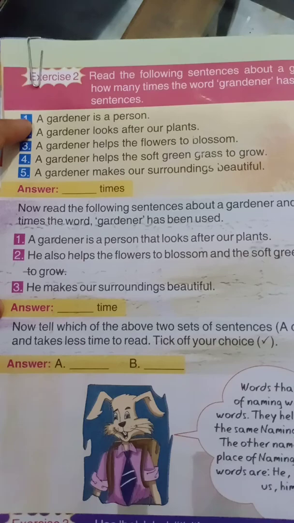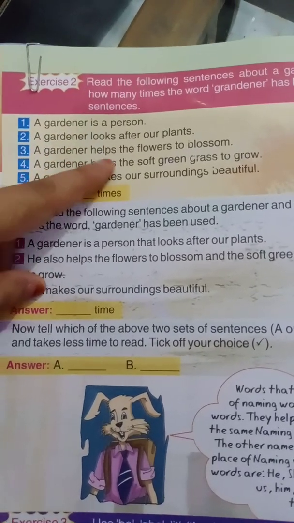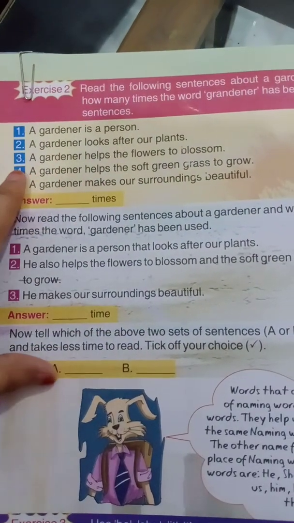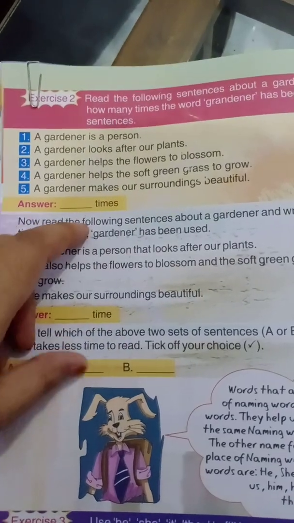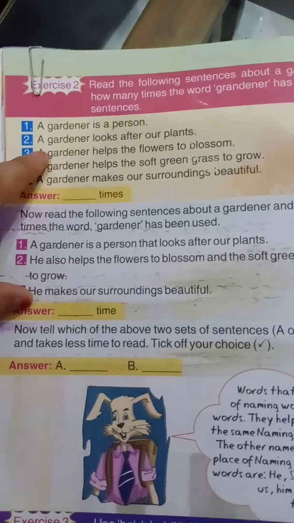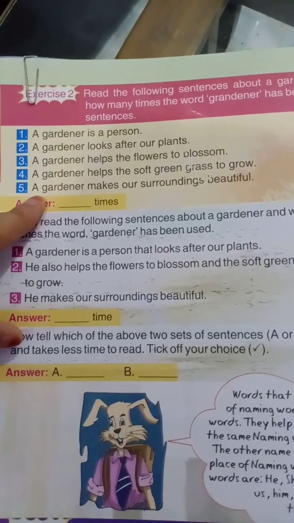Here some sentences are written. A gardener is a person. A gardener looks after our plants. A gardener helps the flowers to blossom. A gardener helps the soft green grass to grow. A gardener makes our surroundings beautiful. So here the naming word gardener is repeating again and again.